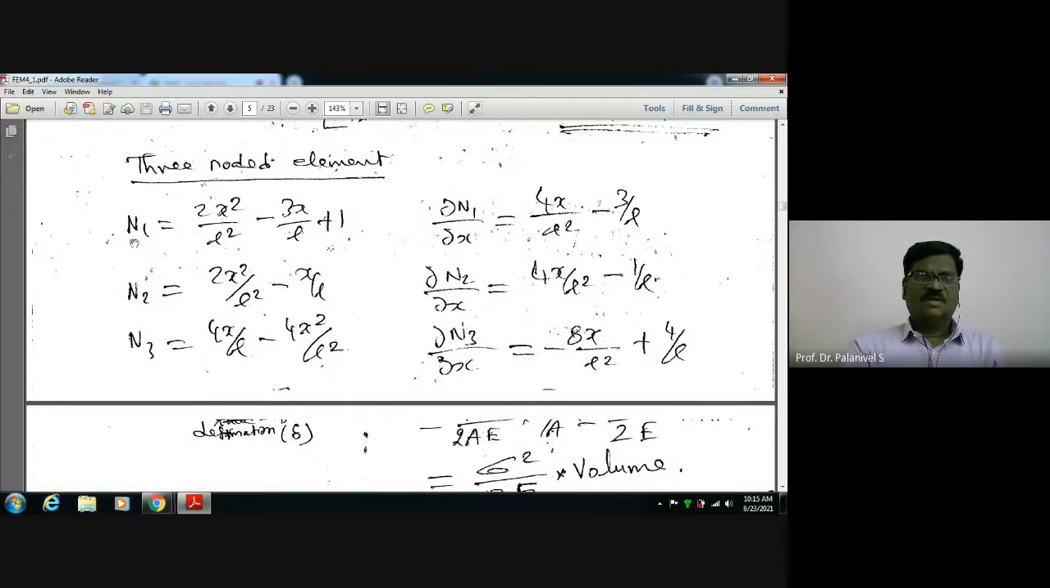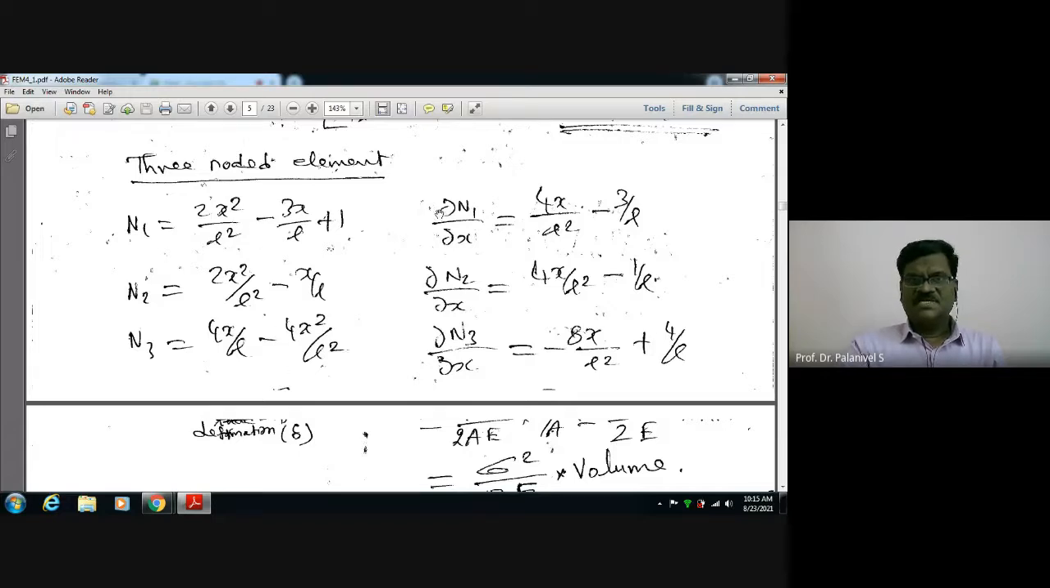Three-nodal element. Already we obtained the shape functions for the three-nodal line element, N1, N2, N3. Don't worry, nobody will ask you to derive the element stiffness matrix for a three-nodal line element. Just for discussion, not from the examination point of view, just for our understanding. You know these shape functions for a three-nodal line element.